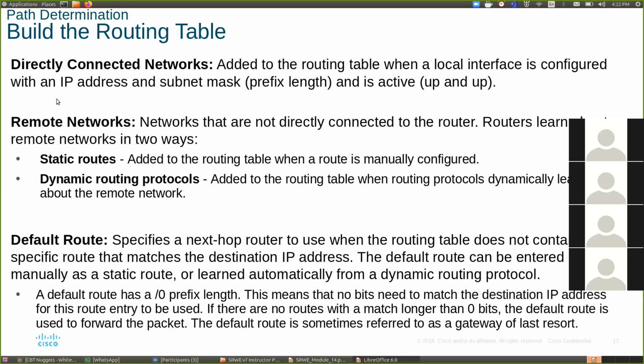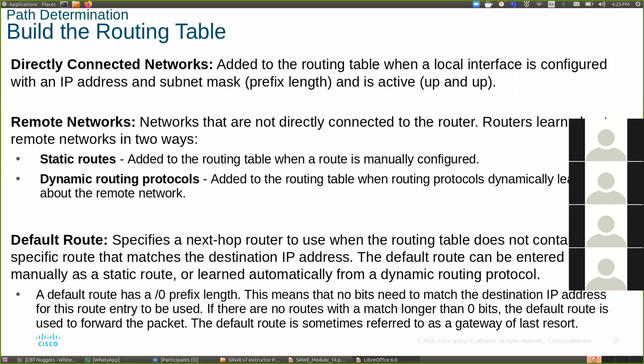So apart from directly connected networks, you also have remote networks. Remote networks are networks that are not connected physically or directly to the router. There are two ways routers can learn about remote networks. The first is static routes, and the second is dynamic routes.